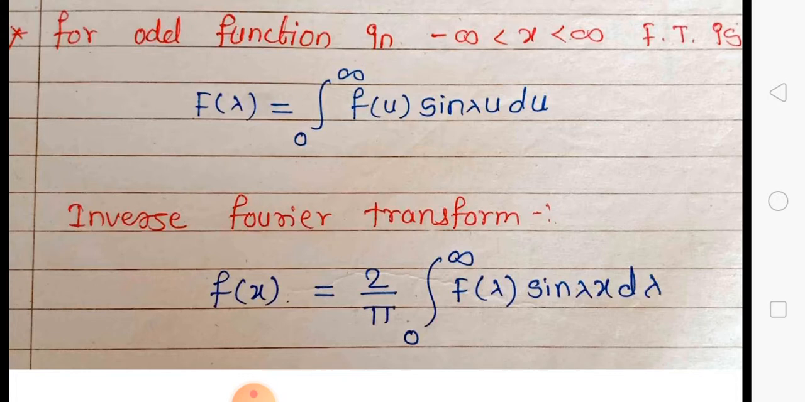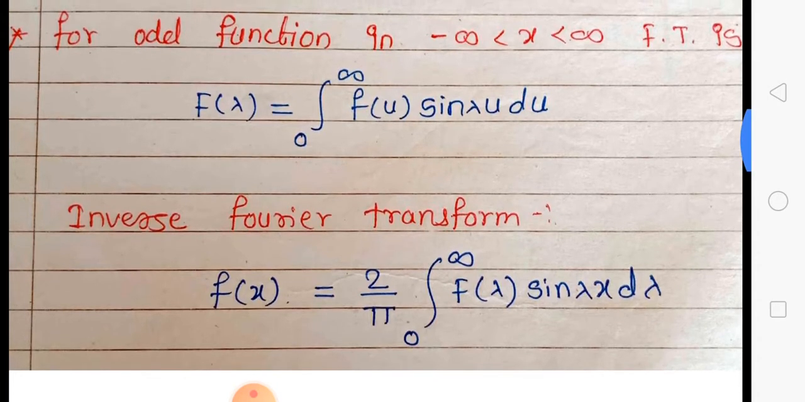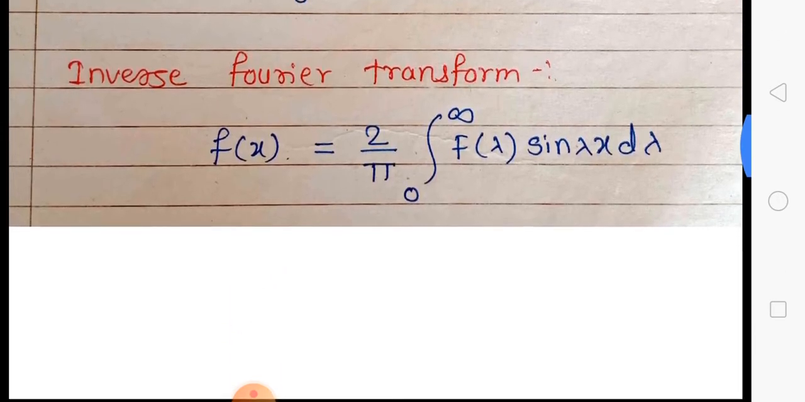Here, this Fourier transform for even and odd function is same as the Fourier cosine transform and the Fourier sine transform. The only difference between these two is that here the function is defined in the interval minus infinity to infinity, and in sine and cosine transform the function is defined from 0 to infinity. Now we will see the examples of these even and odd functions. We see the first example.